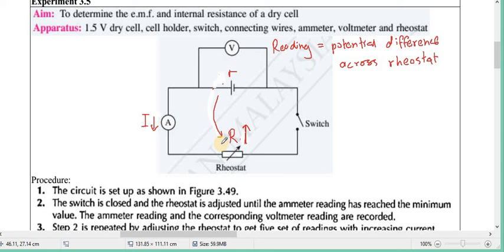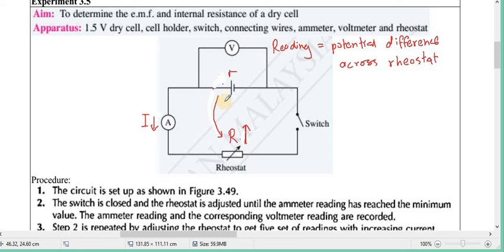Right or not? If that is the case, then that means the reading will show electromotive force, right? Understand? I repeat. Okay, start from the beginning. If I decrease the resistance of the rheostat, the energy will go from the rheostat, go to the internal resistance, right?